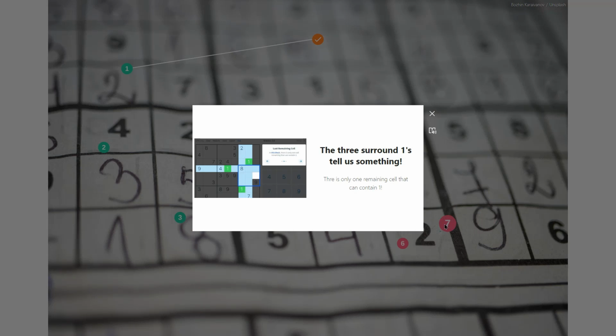Tag number 7, where we are again told to look at the number 1's on the outside. Once we do, we realize that the box in question still needs a 1, but it can't be in any intersecting row or column that has a 1. Therefore, the only way to fit in the 1 is in this white box that's not shadowed, right there. And the instructions then say there's only one remaining cell that can contain 1.